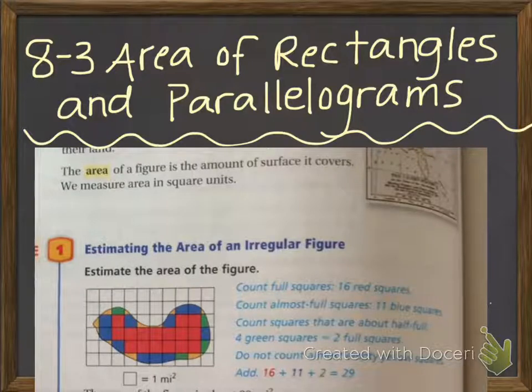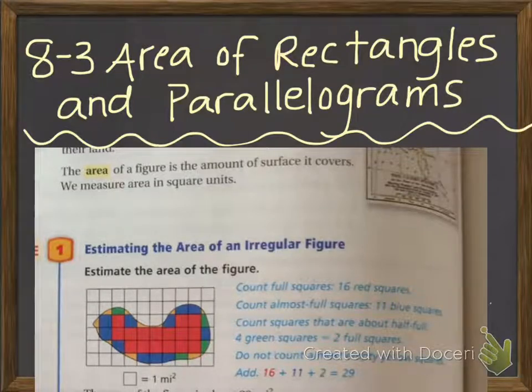Area is the amount of surface that a figure covers. If you remember from the review worksheets you did last week, there were a couple problems in there with area and perimeter. Perimeter goes around a figure, so for perimeter we would be looking for the length around the figure. Area is how many squares can we fit inside. So I'm thinking how many squares fit inside each figure.